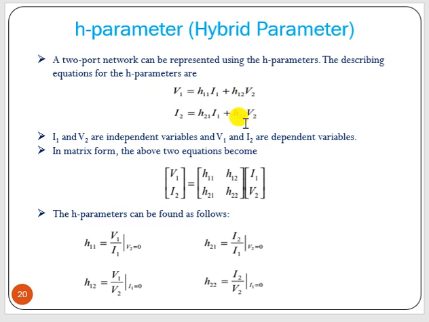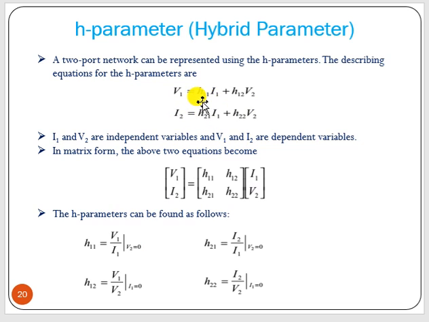Why is it called H parameter? Because here we have both V and I in the equations. In the previous Z parameter, the equation is written only in V equal to IZ format, and in Y parameter only I is written, but here we have a mixture of V and I. This is the corresponding matrix form.